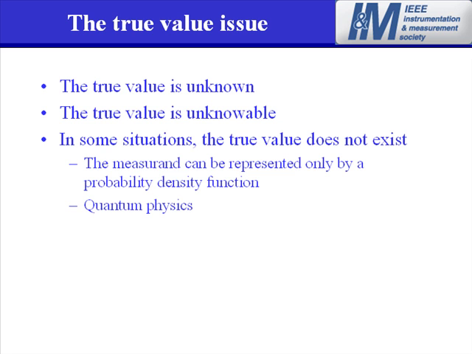This is the typical situation of quantum physics, where the measurement can often be represented only by a probability density function. So, we can bury the error theory under the heavy stone of the unknowable true value. And we still have the problem of defining how close a measurement result is to the unknown measured value.